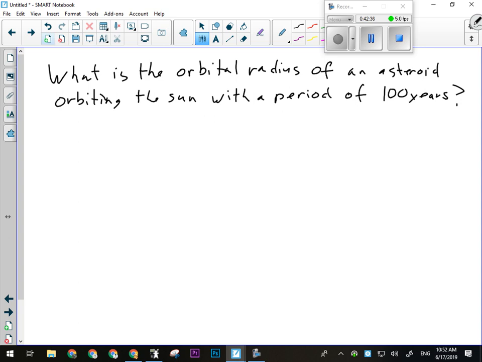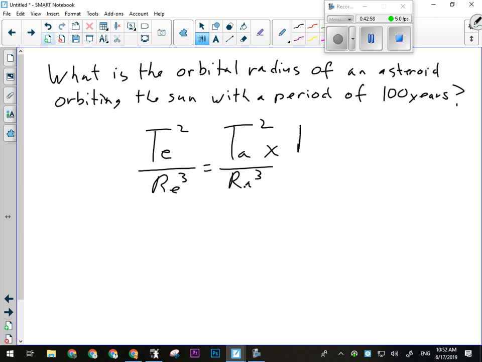Okay, so this would be a Kepler question. As soon as they say the sun, we know we can use Earth. So we have period of Earth squared over the radius of Earth's orbit cubed equals the period of the asteroid squared over the radius of the asteroid's orbit cubed, and we're looking for the radius of its orbit. So I'm going to multiply both sides by the radius of Earth's orbit cubed, and divide both sides by the period of Earth's orbit squared, and then multiply the radius of the asteroid's orbit cubed over here.